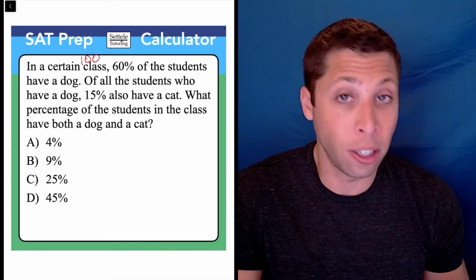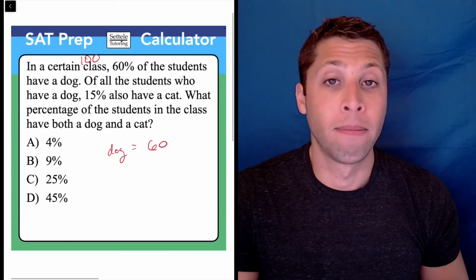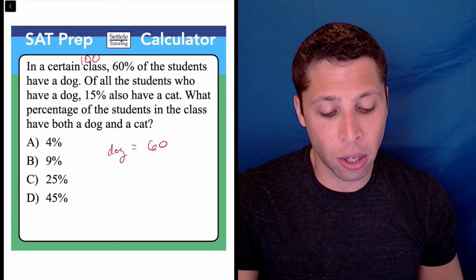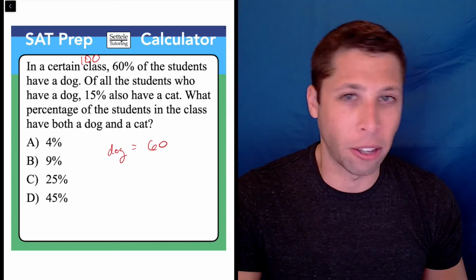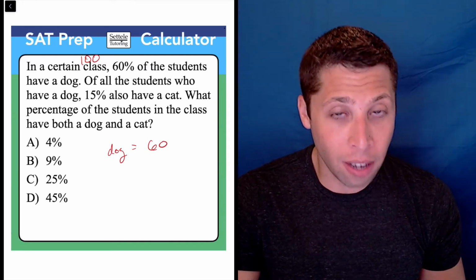60% of the 100 students have a dog. So how many have a dog? 60. Cool. Now what? Of all the students who have a dog, 15% also have a cat. So this is where the mistakes are going to happen, right? We need to take 15% of the 60, right?